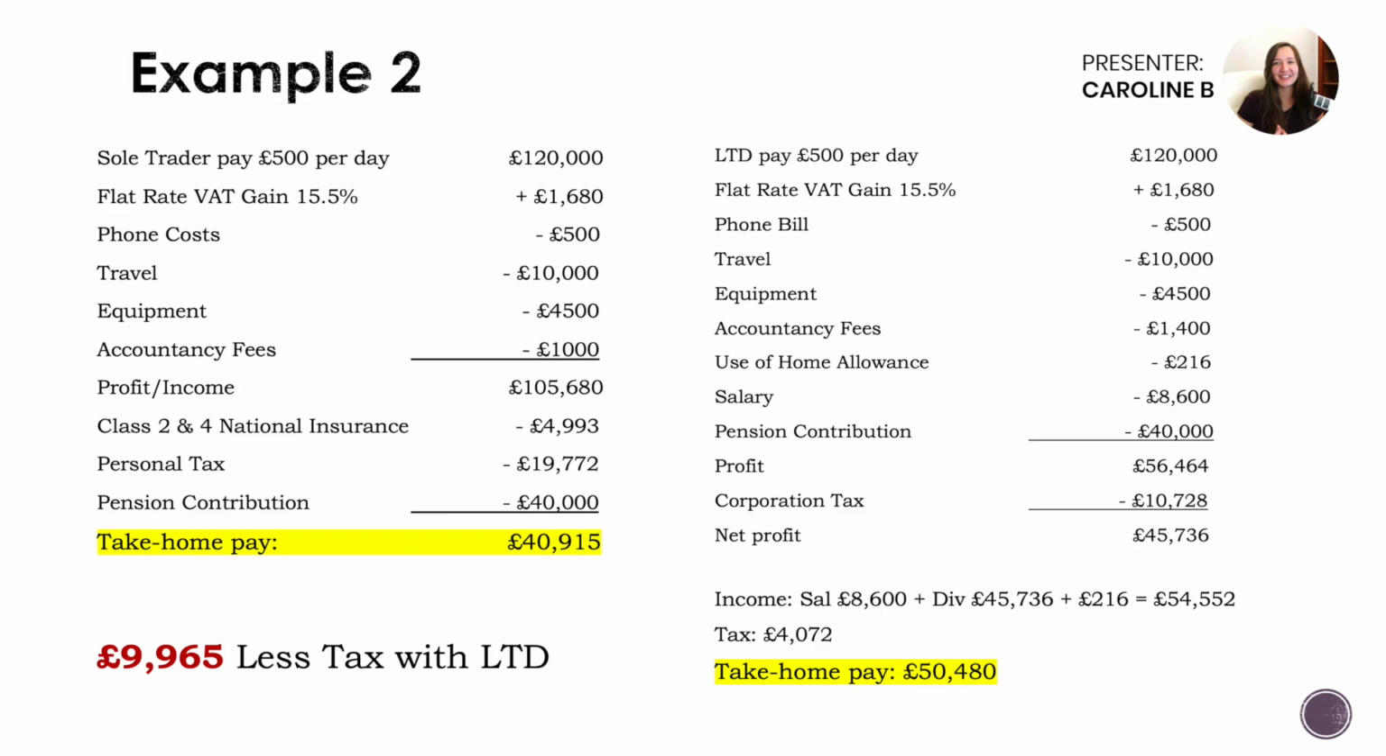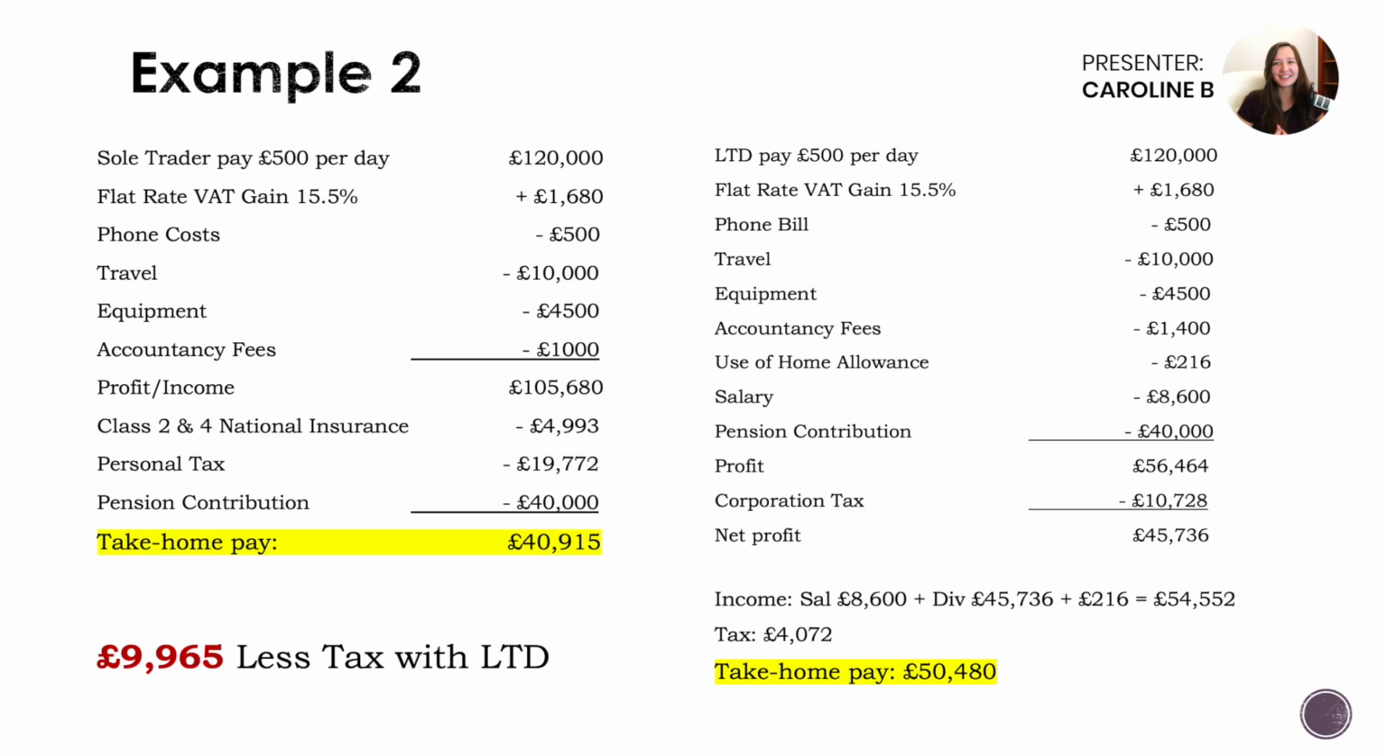And with the company, you get full corporation tax relief on that contribution. So again, you've got the salary, you've got the dividends, you've got the use of home allowance, and finally, you've got your take-home pay of £50,480. And on the sole trader side, you've got the profit tax, again, take-home pay of £40,900. Pension contribution here has been deducted because you paid for that personally. That is no longer your take-home pay. So almost £10,000 less tax going through limited, which is always nice. And almost £10,000 more income.